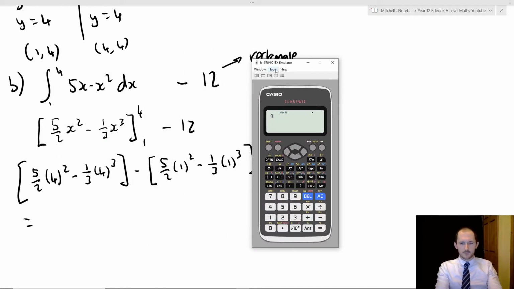So we have 5 over 2, which is 2.5, times 4 squared, and minus a third, I can't really do as a decimal properly, times 4 cubed. And the arrow keys are what I've moved on the keyboard as well, which is a bit awkward because I keep pressing the end key instead now. Minus 2.5 times 1. Again, I probably don't need to put the brackets for this, but you know.